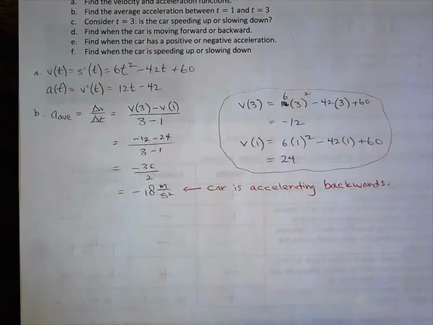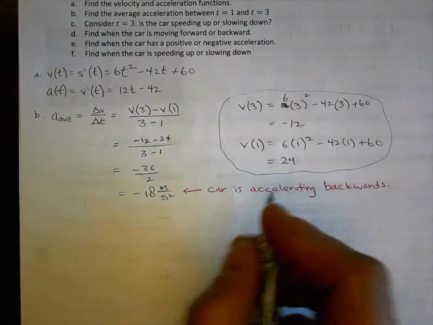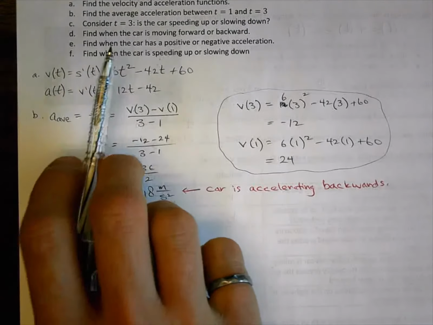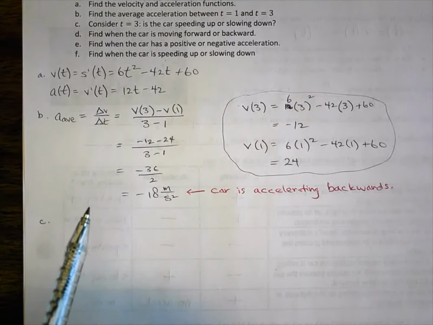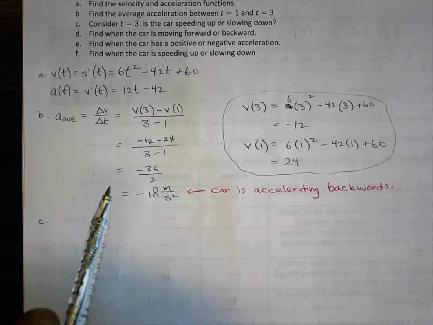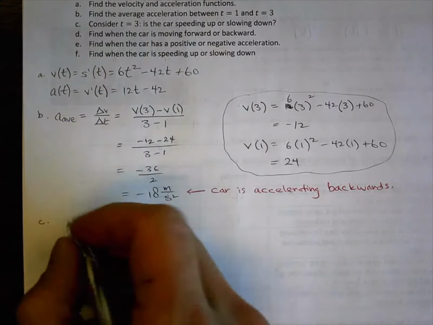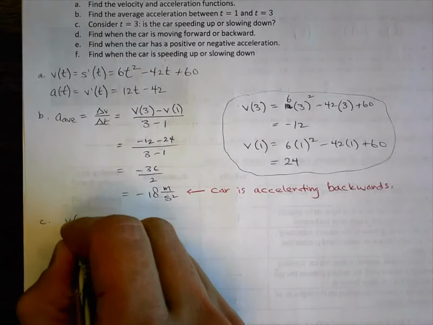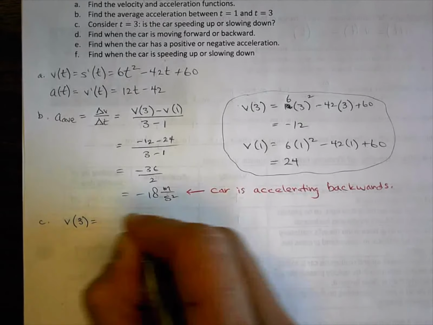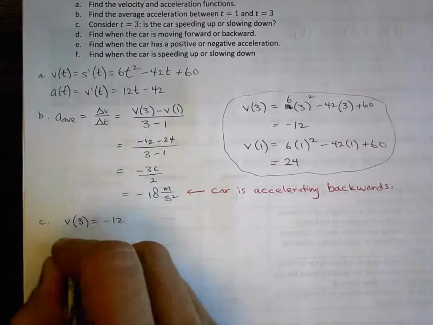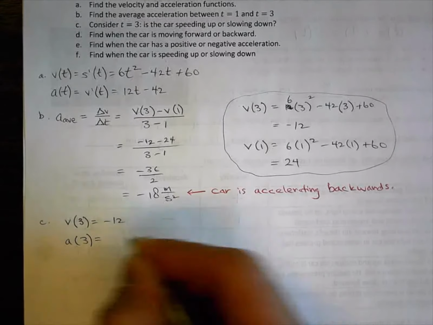Okay, so let's go to part C. Consider at time 3. Is the car speeding up or slowing down? Well, we just talked about this on the other side. To know if the car is speeding up or slowing down, I need to know what is v at 3, which we already figured out. It's up here, it's negative 12. And I need to know a at 3, the acceleration. What's the sign of that?